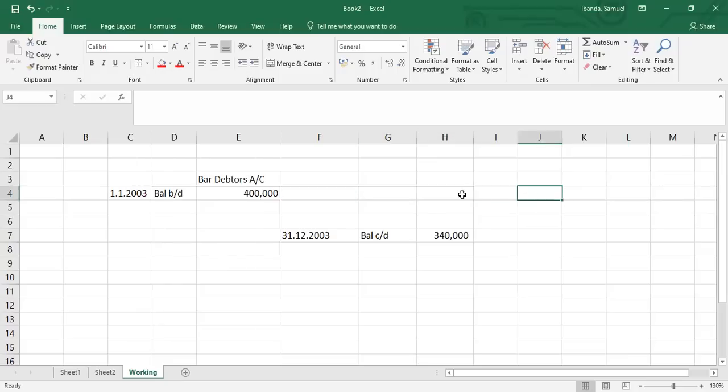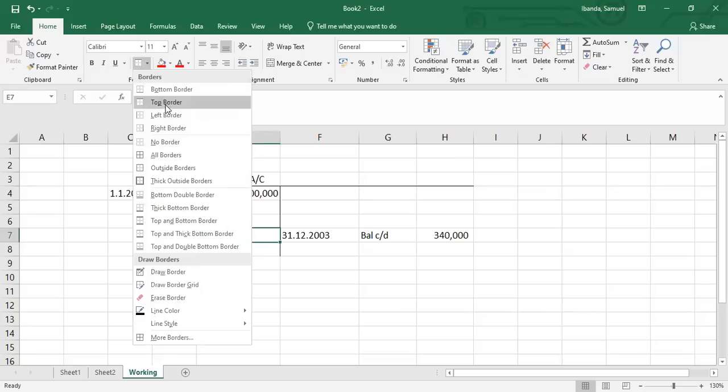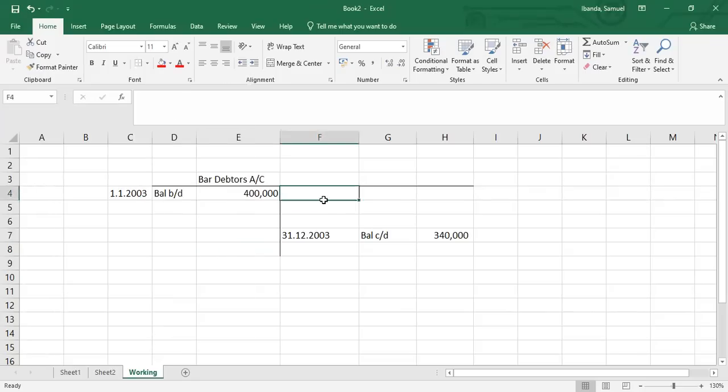So the reason why I record it this way is because, remember, debtors are assets. So they have a normal debit balance. So the balance brought down will be this side, the balance carried down will be this side, so that in the next financial year, this balance carried down is actually balance brought down. You get it? So that is the principle.